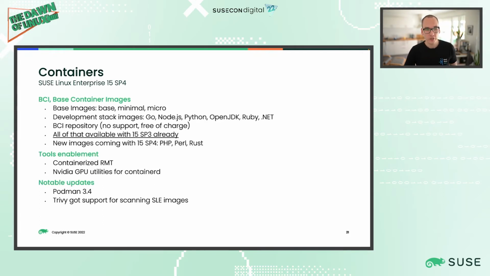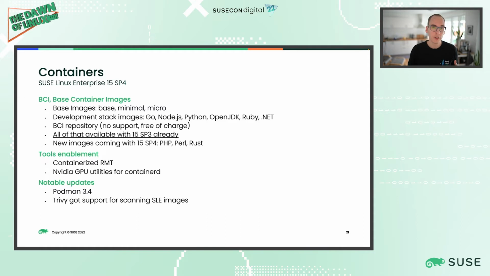On the container side, we are providing, since 15SP3, base container images. We are providing those in 3 flavors: base, minimal, and micro. So depending on your use case, you can choose between those flavors and go as minimal as you require. But we are also providing development stack images for Go, Node.js, Python, OpenJDK, Ruby, and .NET. All of those have been updated with 15SP4.